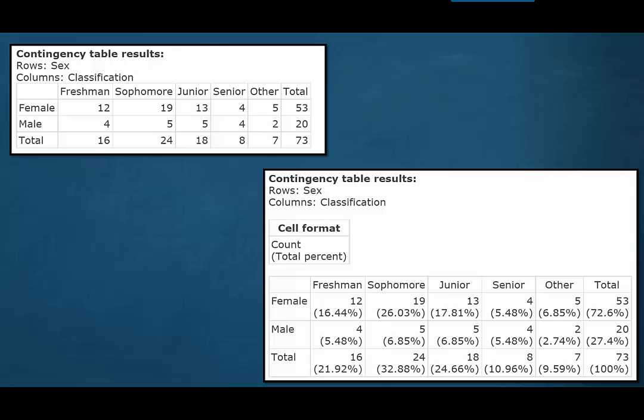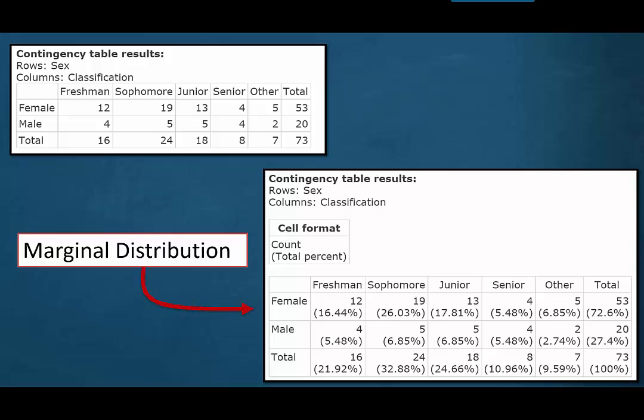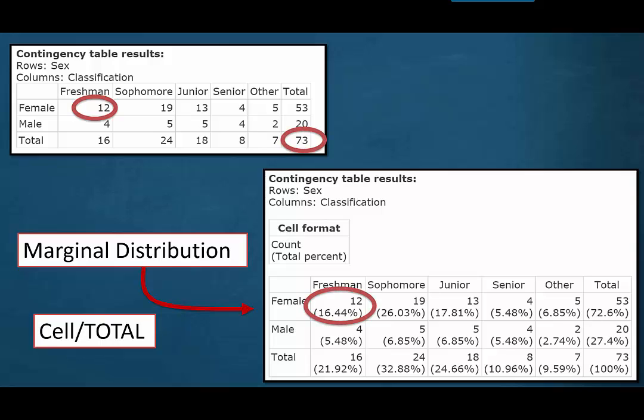So you may encounter contingency tables that include row, column, or total percentages. For example, here are the percentages given for the total. Each percentage is found by dividing each entry by the total. So we can quickly see what the percent of female freshmen are by looking at this one table. Again, we take the cells and divide it by the total. So look and see how this checks out. We can take the female freshmen, 12 divided by the total, and we get the 16.44% that we got earlier.